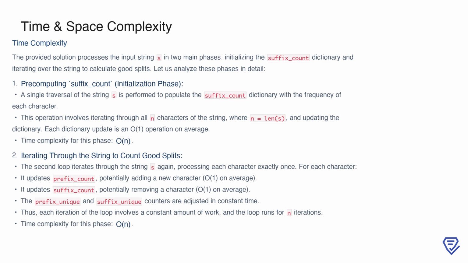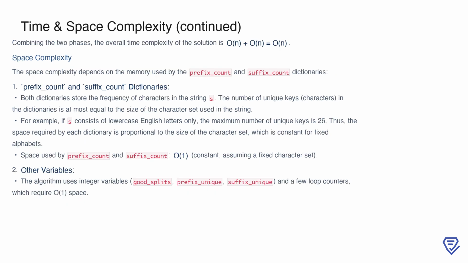Next, we move to the second phase where we iterate through the string again to calculate the number of good splits. For each character, we update both the prefix_count and suffix_count dictionaries, adjusting the counts of unique characters in constant time. This iterative process also involves a constant amount of work per character and runs for n iterations. As a result, the time complexity for this phase is also O(n). Combining these two phases, the total time complexity of the solution becomes O(n) plus O(n), which simplifies to O(n).